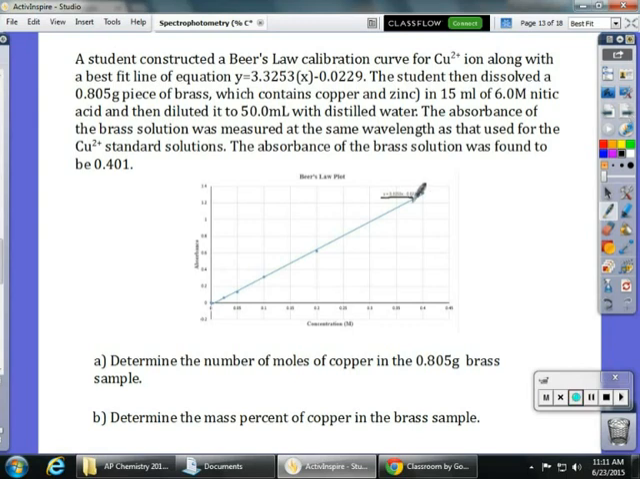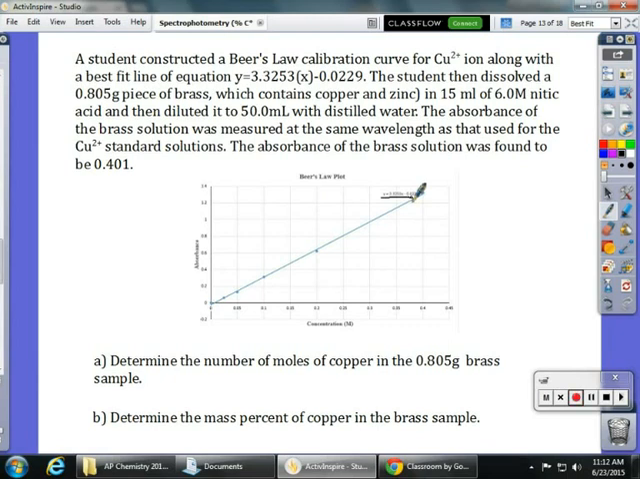The student then dissolves a 0.805 gram piece of brass, which contains copper and zinc, in 15 milliliters of 6 molar nitric acid, and then diluted it to 50 milliliters with distilled water. The absorbance of the brass solution was measured at the same wavelength that was used for the copper 2 standard solutions. The absorbance of the brass solution was found to be 0.401.